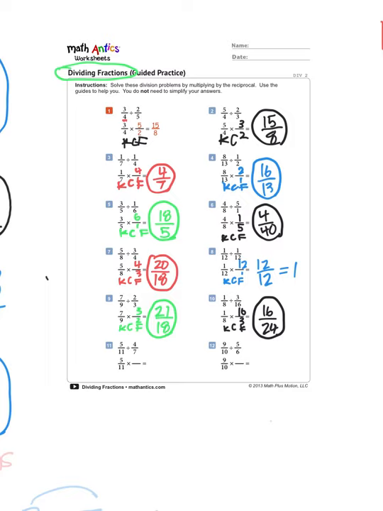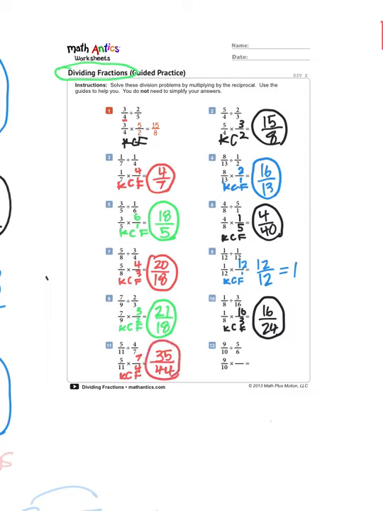Number 11, 5/11 divided by 4/7. I'm going to keep 5/11. I'm going to change division to multiplication. And now I'm going to find my reciprocal for 4/7, which is 7/4. I'm multiplying straight across, which will give me 35/44 as a final answer.